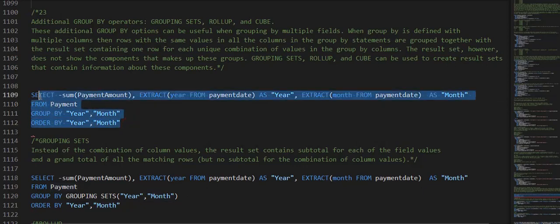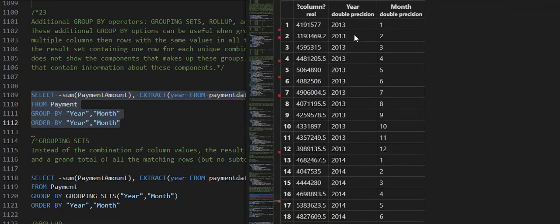So here we have a group by statement where I'm grouping by year and month, and I'm summing payments. So I'm finding monthly payments, the total amount of monthly payments. So let's go ahead and run this. So here I have in 2013 in January, the total payments were almost 4.2 million. So I have a bunch of totals here for different months in different years.